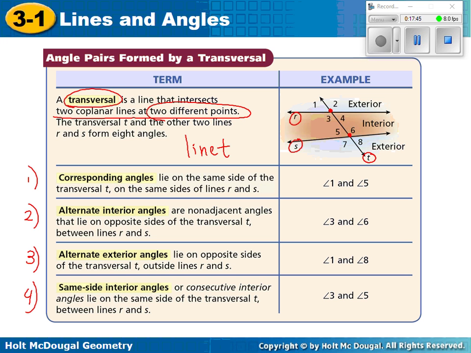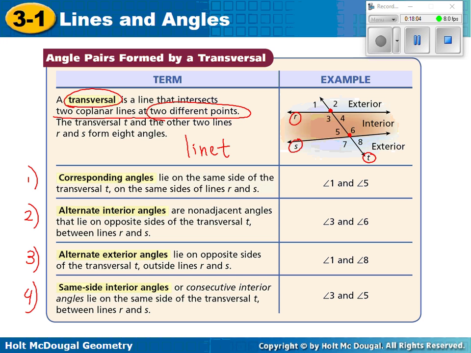Okay, so we are not saying that these 2 lines have to be parallel. We're just saying any 2 lines cut by a transversal forms 8 angles. Next week, we're going to talk about what happens when those 2 lines happen to be parallel. But for today, they're not necessarily parallel. You just have 2 lines cut by a transversal.